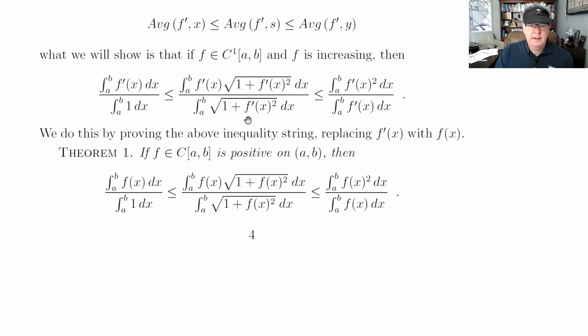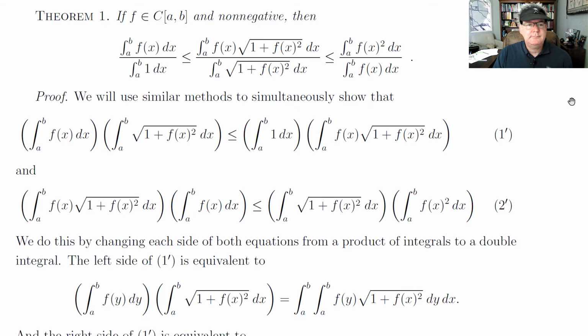So here's the integral forms for the averages. For the proof, I changed all the f primes to f's, just for the proof. And since my functions are increasing, f prime is always a positive function. So this is for positive valued functions. I want to show this inequality. Call it a theorem here.